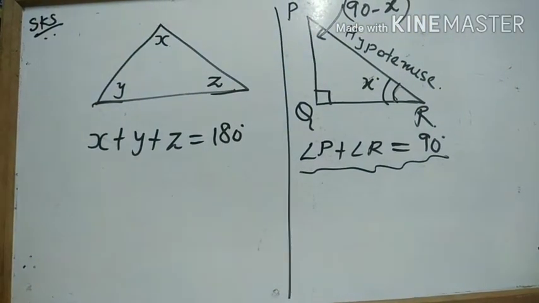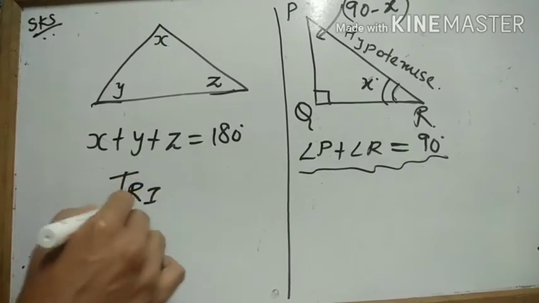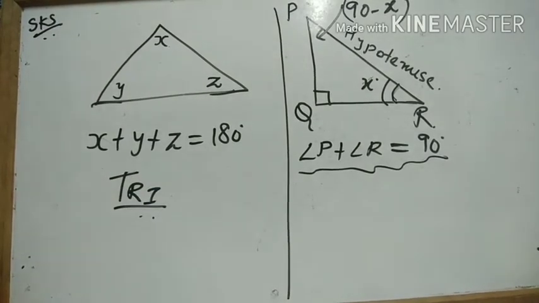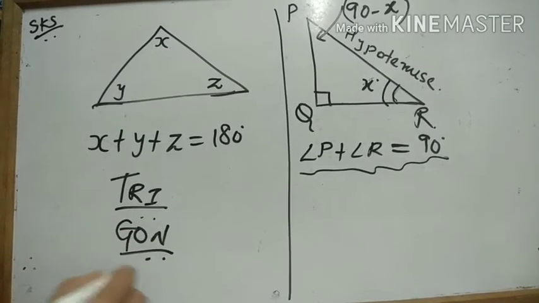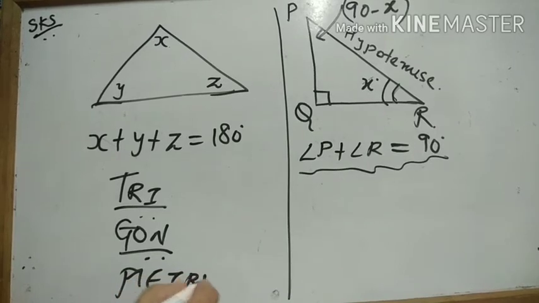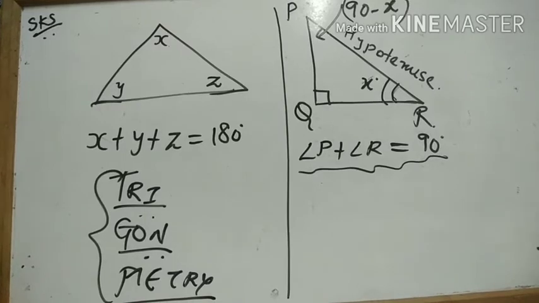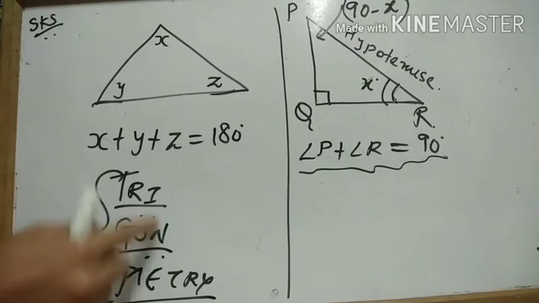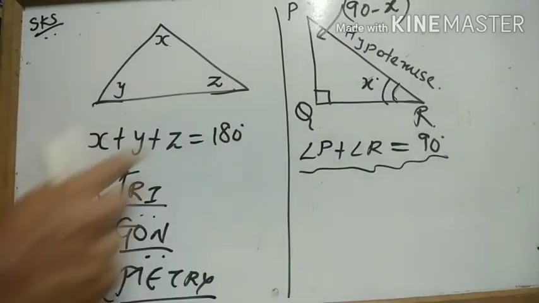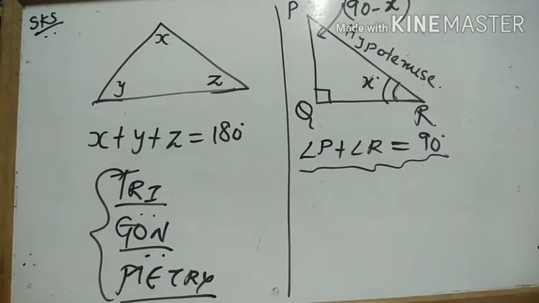We are going to see something very interesting in this chapter, where we are going to talk about a triangle. We are going to talk about gon, and we are going to talk about metry. Now, these three words together will make trigonometry. Tri means three, gon means sides, so trigon means three-sided figure, that is triangle. Metry means to measure. We are going to see trigonometry.